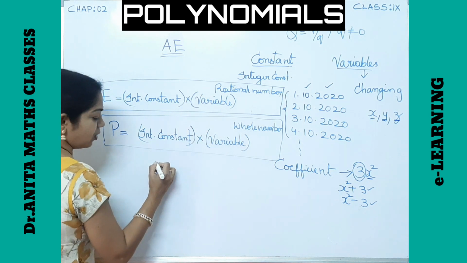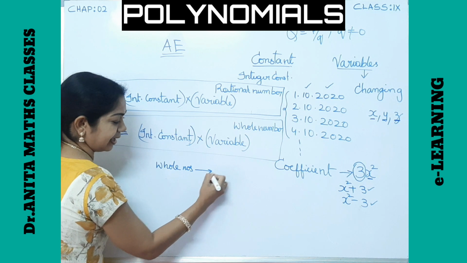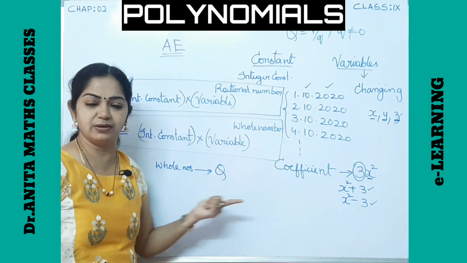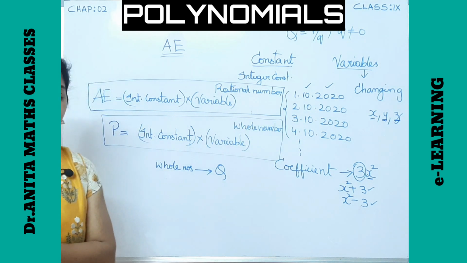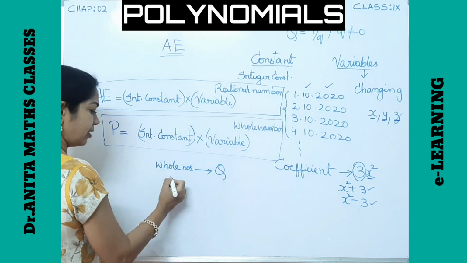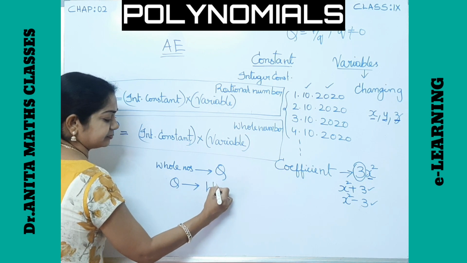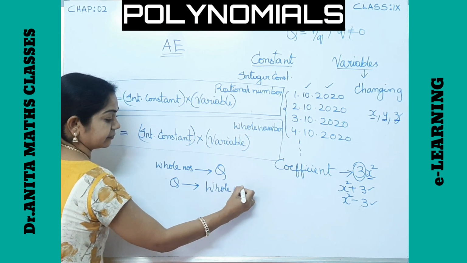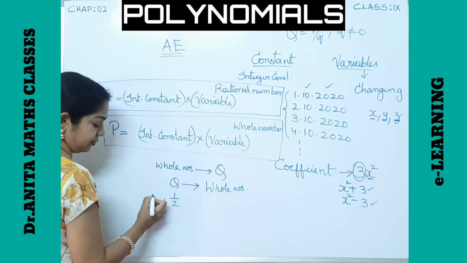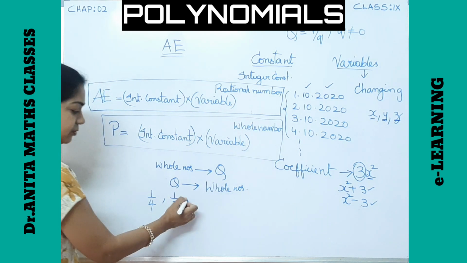Here, all whole numbers can be rational numbers, isn't it? Whole numbers are from 0 to infinity. All of these can be written in the form of p by q, so they are rational. But all rational numbers need not be whole numbers. For example, if I take 1 by 2 or 1 by 4, these are rational numbers, but they are not whole numbers, isn't it?